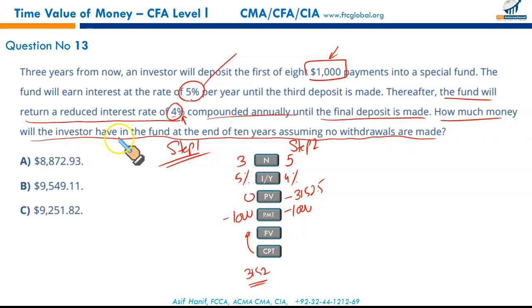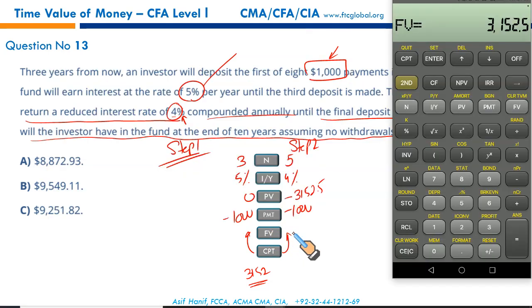How much money will the investor have in the fund at the end of the 10th year, assuming no withdrawals are made? So you will have to calculate the future value. So you have the data in front of you. You just have to plug in the numbers now. 5 is N, 4%, 3152.5 negative.